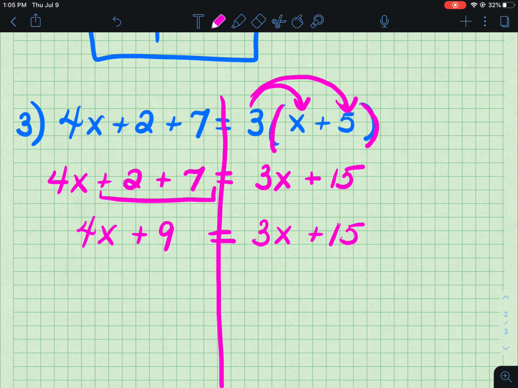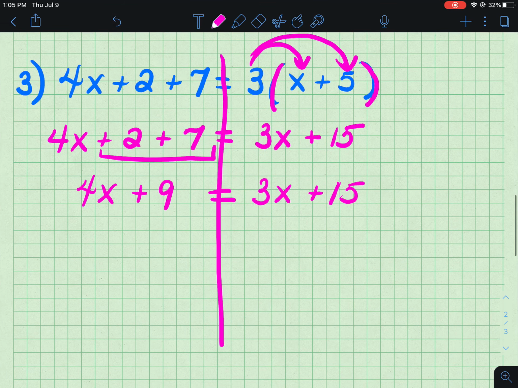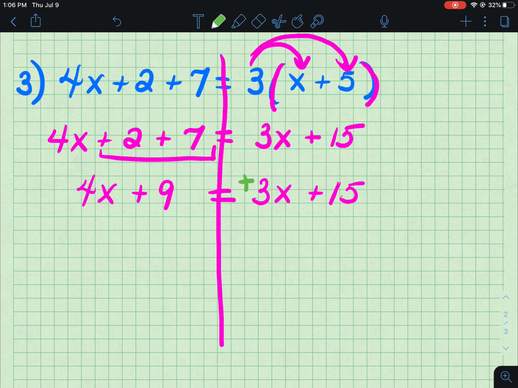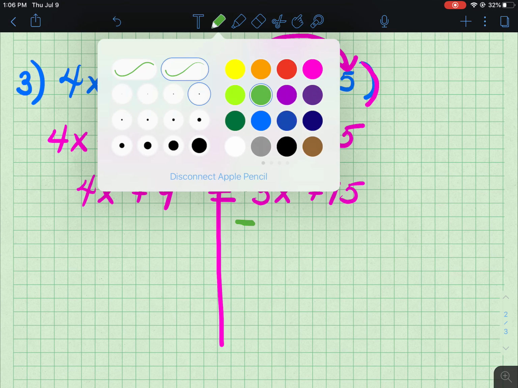I want to get all the x's on one side. Now, you don't have to do it my way, but I do it this way for a reason. Let's see if you can figure it out. Write it down in your notebook if you figure out why I always do this. I'm going to move the 3x. Well, what's in front of the 3x? In front of the 3x is an invisible plus, okay? So we need to subtract 3x from both sides.